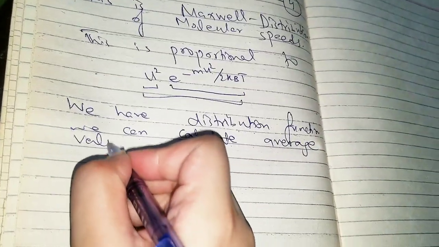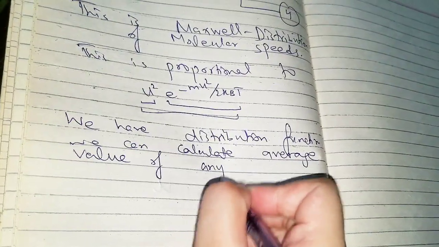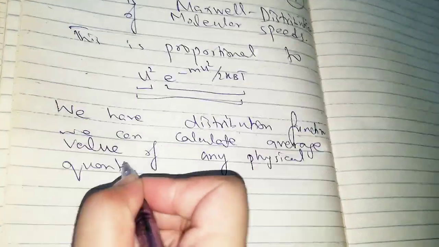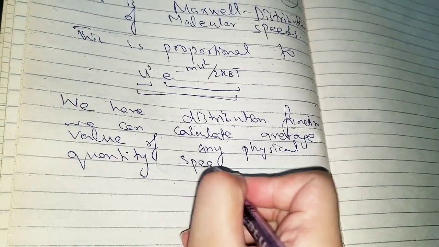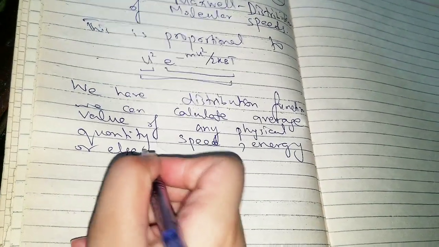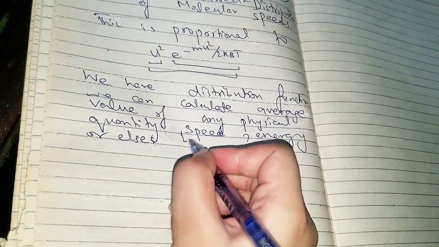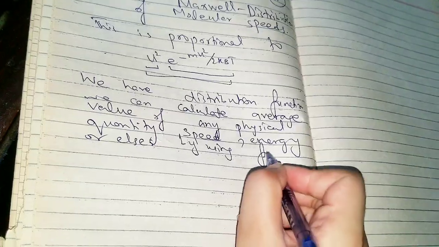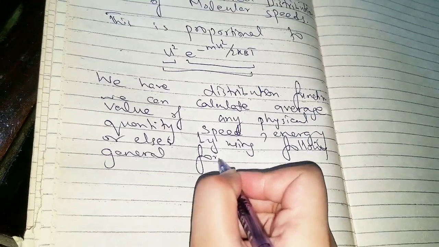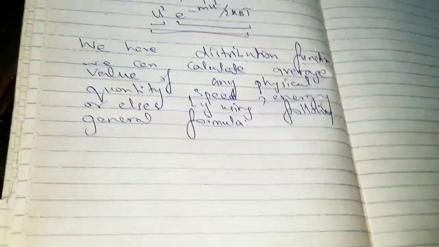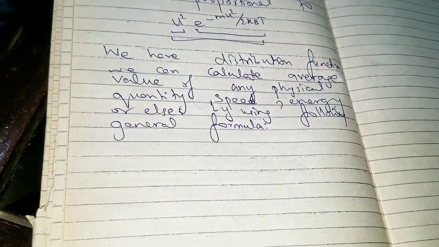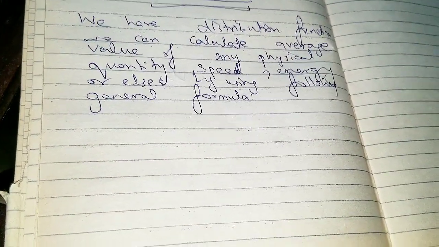Average value of any physical property, any physical quantity, for example speed, energy, or else, can be found by using the following general formula. Whenever you want to find the average value of any quantity, you'll use this general formula. Simply put in these values, simplify it, and you'll get the average value.